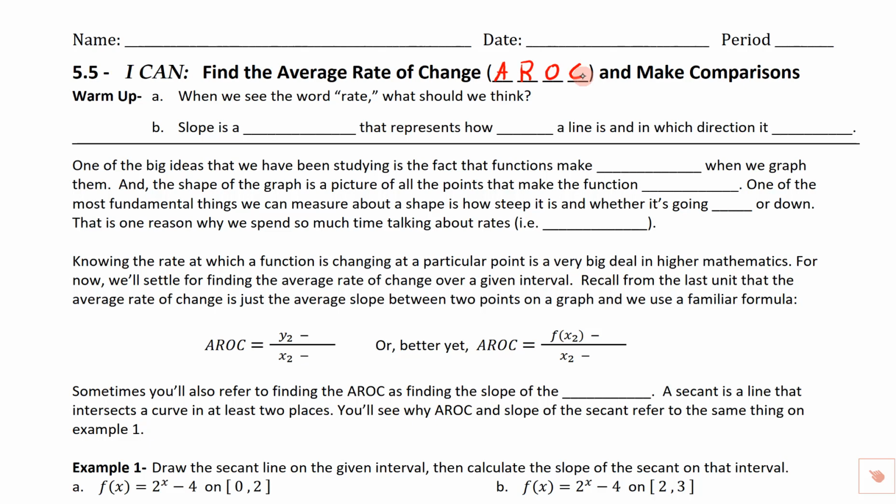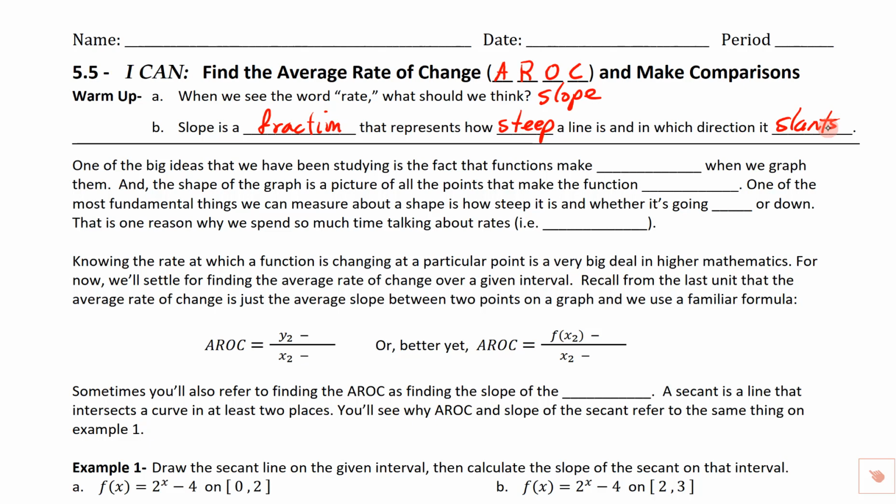So the warm-up says, when we see the word rate, what should we think? Now, hopefully you know this. When we see the word rate, we should automatically think, hey, they're just talking about slope, and we're pretty familiar with slope. So slope is a fraction, so let's write fraction right here. Slope is a fraction that represents how steep a line is, and in which direction it slants. So we've been talking about slope for probably well over a year now.